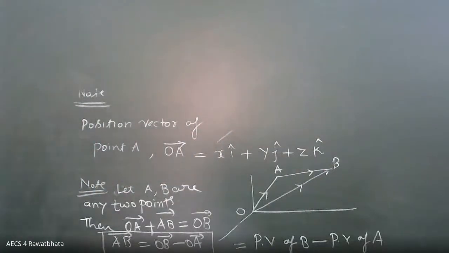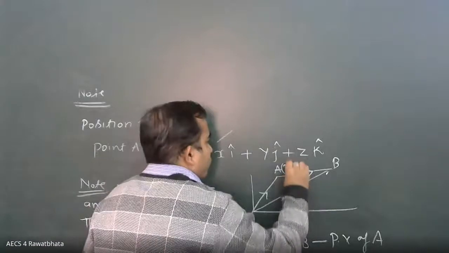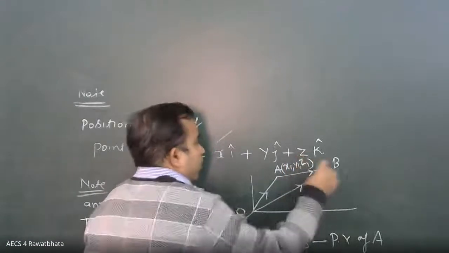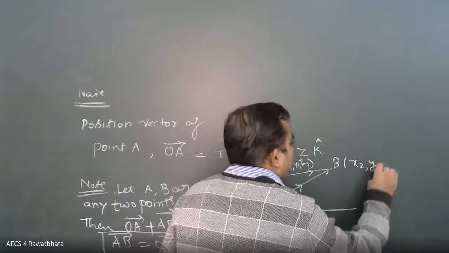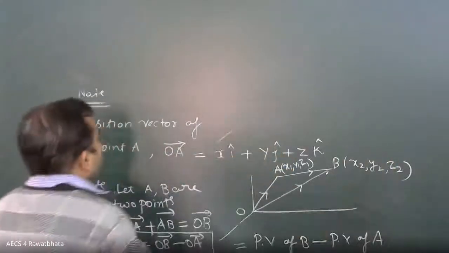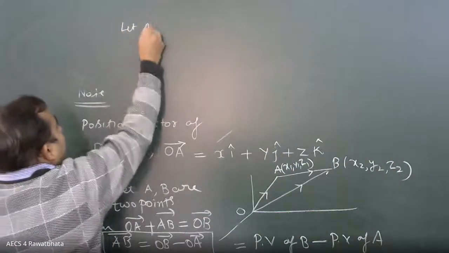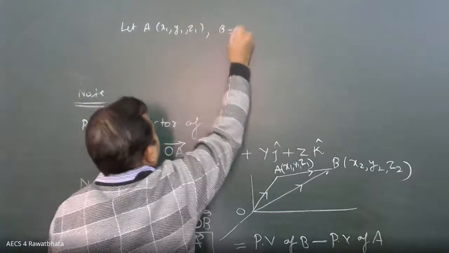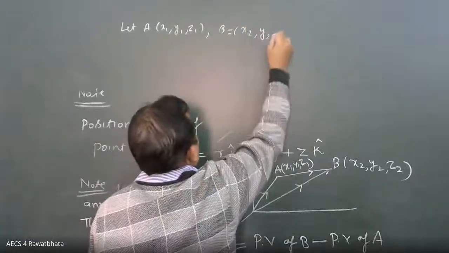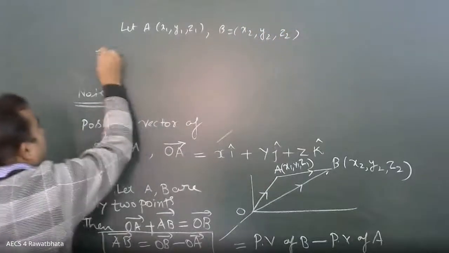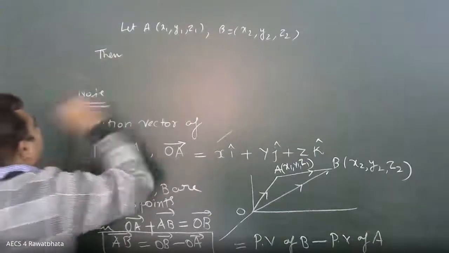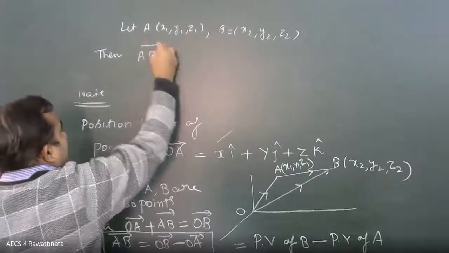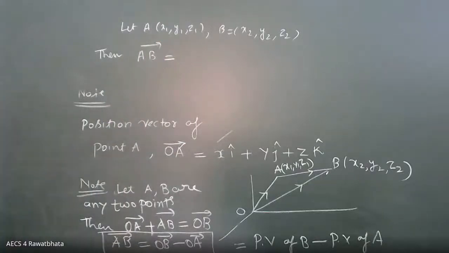Now let us learn. Suppose A is x1, y1, z1, and B is x2, y2, z2. Then what should be the AB vector? Can someone tell me? What should be the AB vector?